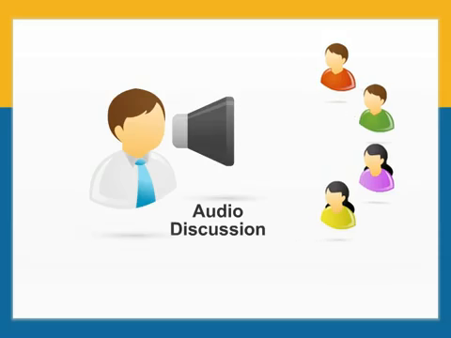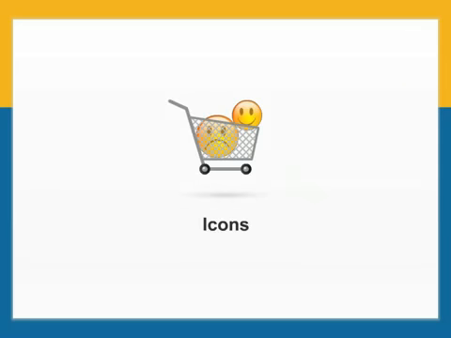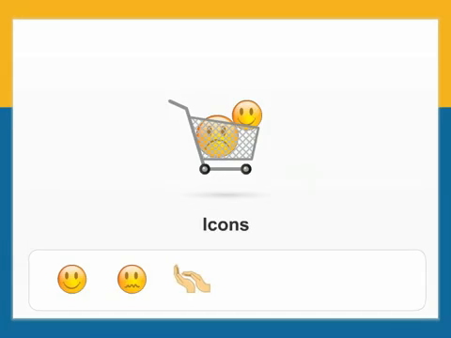Different tools have different icons available, but the most common ones are the smiley face, confused face, applause, raise your hand, agree or yes, and disagree or no. These icons are invaluable tools to increase participation and engage participants. They are also useful to identify confusion or understanding.